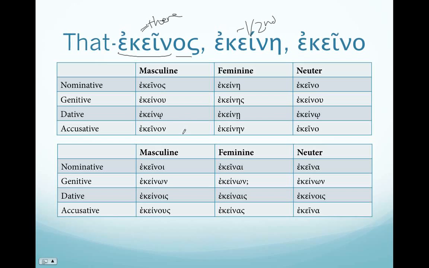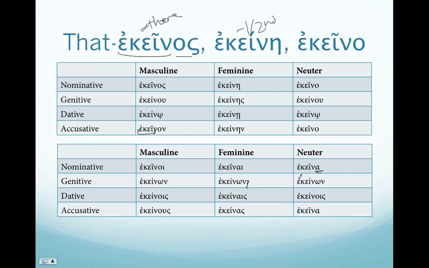First and second, nothing unusual about this. The stem will always be ekein. Ekeinos, ekeinou, ekeino, ekeinon, ekeinoi, ekeinon, ekeinois, ekeinous, and the feminine, ekeine, ekeines, ekeine, ekeinen, ekeinai, ekeinon, ekeinais, ekeinas. And the neuter, ekeino, ekeinou, ekeino, ekeino, ekeina, ekeinon, ekeinois, ekeina. So the neuters are still going to end in that alpha, just like all neuters do.